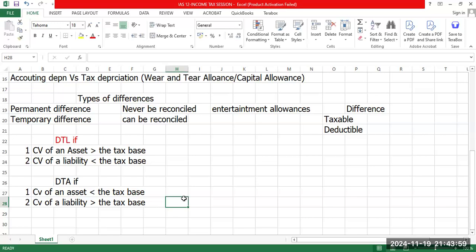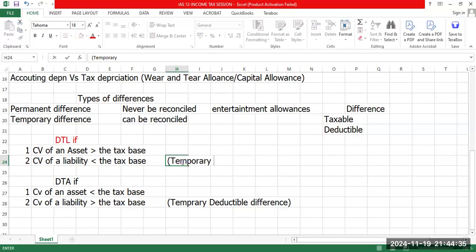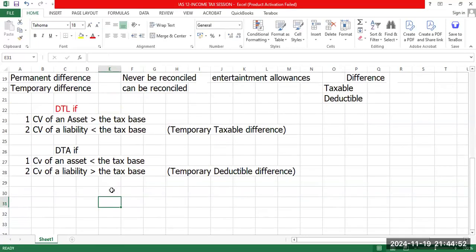And here you are looking at deductible. The difference here is a temporary deductible difference. Okay. Then here the difference is a temporary taxable difference. The difference between the two. Okay. Any question here?